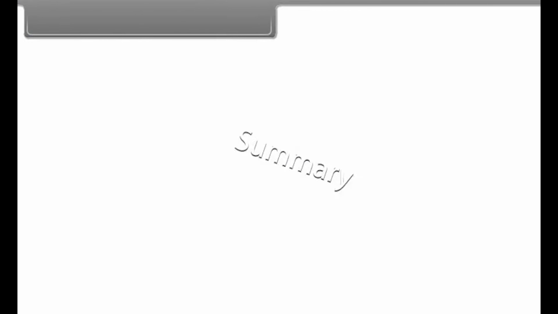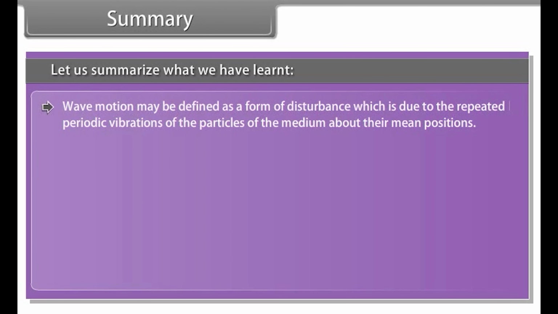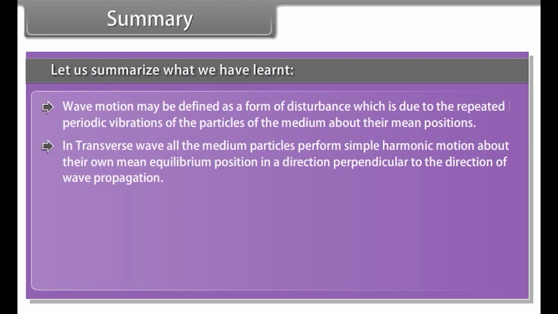Summary. Let us summarize what we have learnt. Wave motion may be defined as a form of disturbance which is due to the repeated periodic vibrations of the particles of the medium about their mean positions. In transverse wave, all the medium particles perform simple harmonic motion about their own mean equilibrium position in a direction perpendicular to the direction of wave propagation.